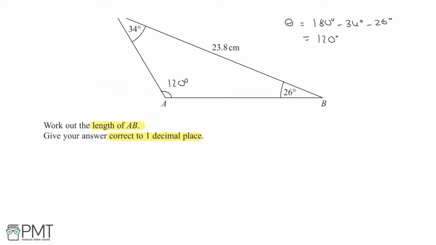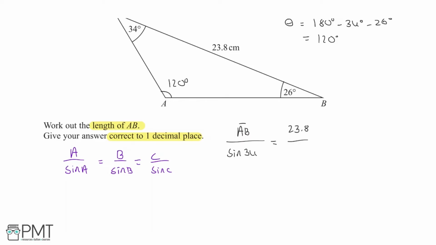Now we're going to use the sine rule, which says that A over sine A equals B over sine B. We'll extend it to the full form, which is C over sine C, but we only need to use one combination. So we will say that our length AB over the opposing angle, which is sine 34, equals 23.8 over its opposing angle, which is sine 120.